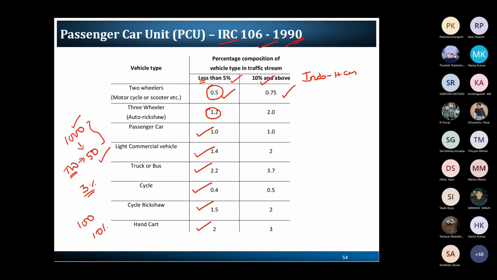But this is an old value which is replicated from the 1990 IRC manual. Now we have a lot of research outcomes and literature review, and many researchers have defined values for Indian conditions. Also the Indian Highway Capacity Manual introduced more suitable values for converting to the dynamic passenger car unit.